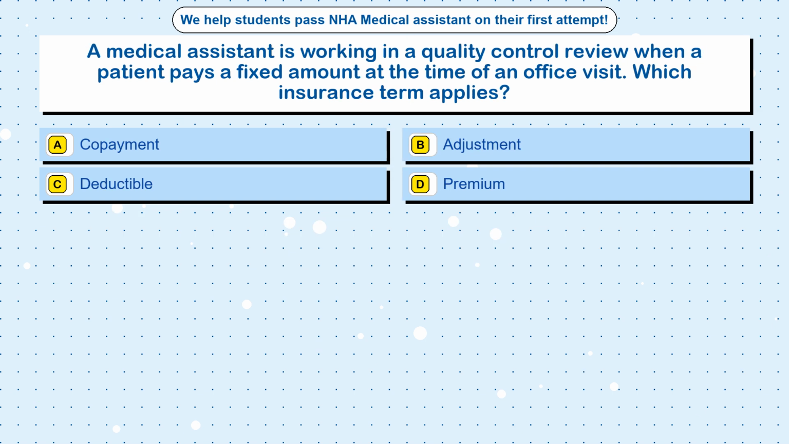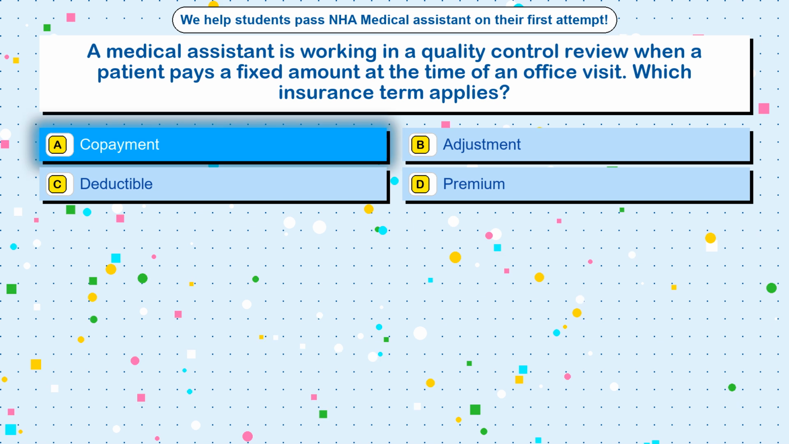Question 33. A medical assistant is working in a quality control review when a patient pays a fixed amount at the time of an office visit. Which insurance term applies? Option A. Copayment. Option B. Adjustment. Option C. Deductible. Option D. Premium. The correct answer is option A.